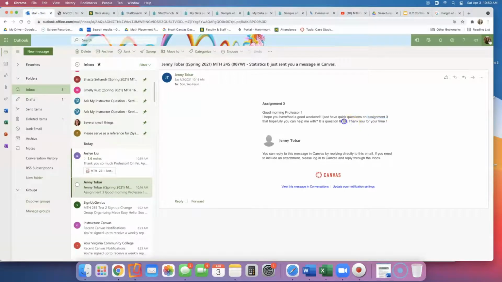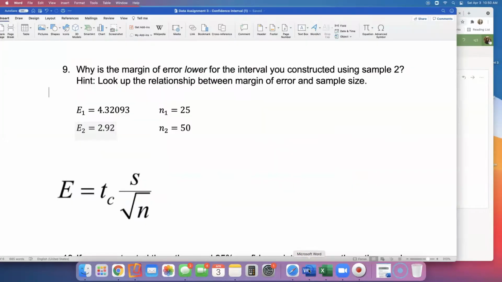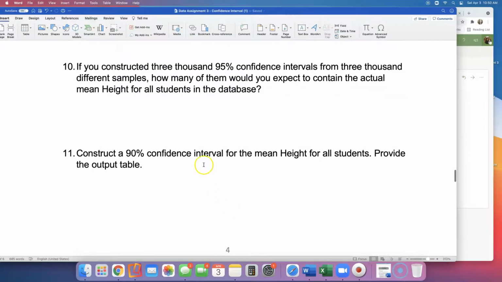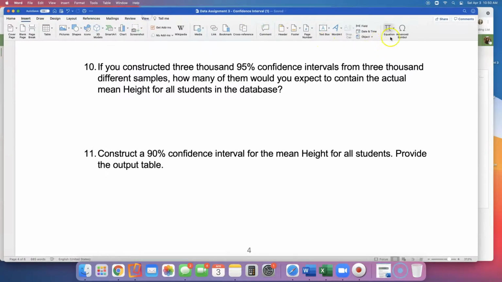Let me see if there was another question. And number 10, and that will be my last one, and I'll just wait for you to email me if you want to see anything else. If you construct 3,000, whoa, we're going to make 3,000 confidence intervals, huh? 3,000 95% confidence intervals from 3,000 different samples. How many of them would you expect to contain the actual mean height for all students in the database? Think easy. You know the answer already.